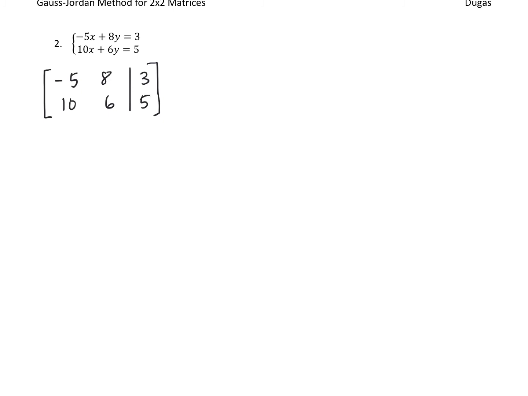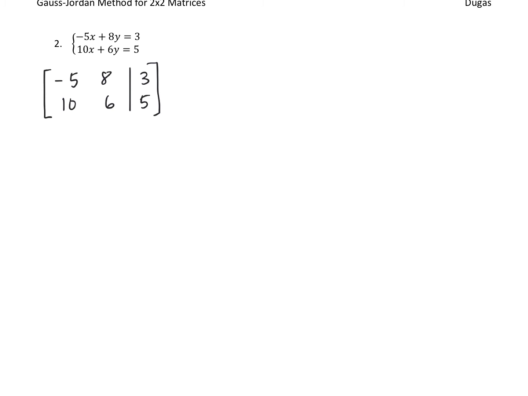Okay, so our first goal is to make the first entry, A11, be a 1. That's the first goal. To make that be a 1, remember what we do is we multiply or we divide by a constant. So in order to make that -5 be a 1, we just divide by itself. So we divide by -5.